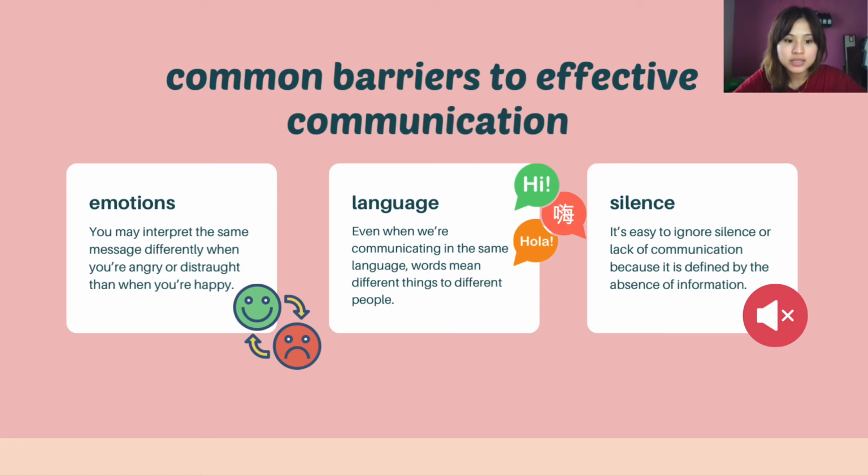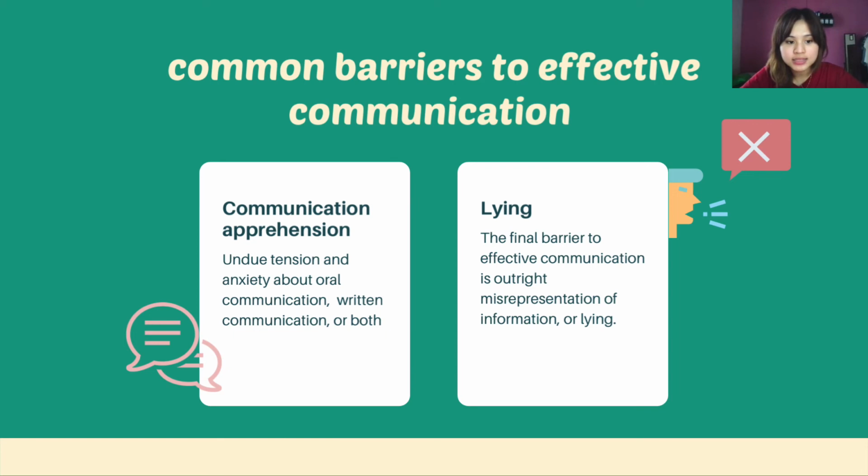The next barrier is silence. It's easy to ignore silence or lack of communication because it is defined by the absence of information. However, research suggests using silence and withholding communication are common and problematic. Silence is less likely where minority opinions are treated with respect, where group identification is high, and high procedural justice prevails.